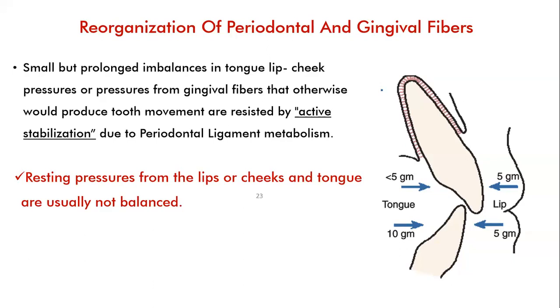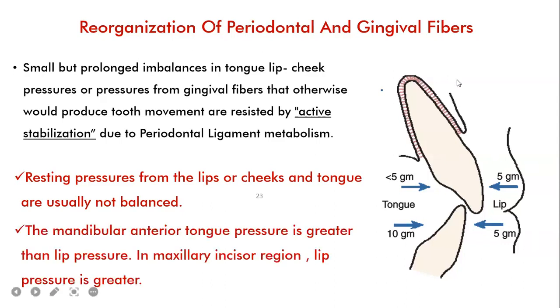And this is because of the PDL metabolism. All right. So it's an important concept from your NEET point of view as well as for your viva. So active stabilization is the resistance of the tooth to move against all these pressures, because you have pressures like up to 5 gram from the lip, more than 5 gram from the tongue, in the lower arch and the upper arch. So many pressures acting on the teeth, but the teeth are not actually moving, even though they are small imbalances but prolonged. And this is because of active stabilization due to periodontal ligament metabolism. All right. So yeah, this is about that.